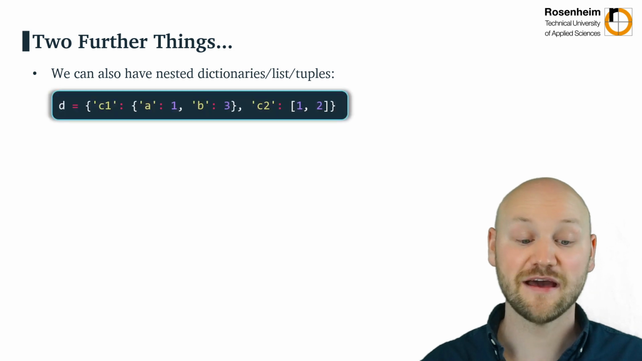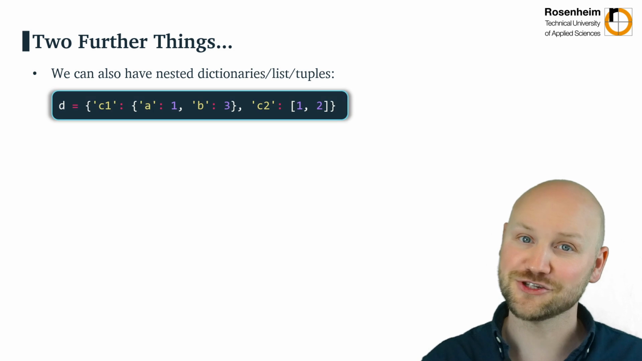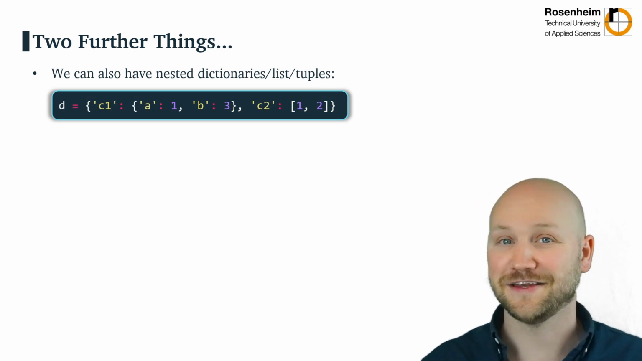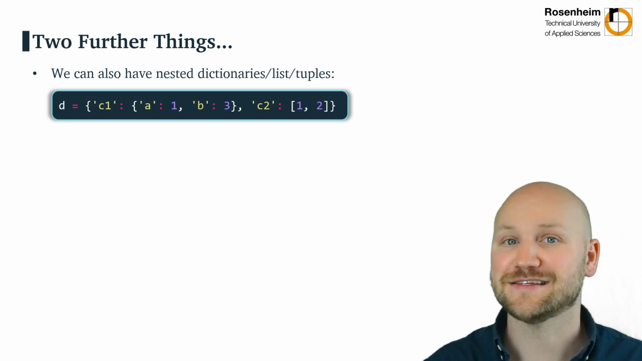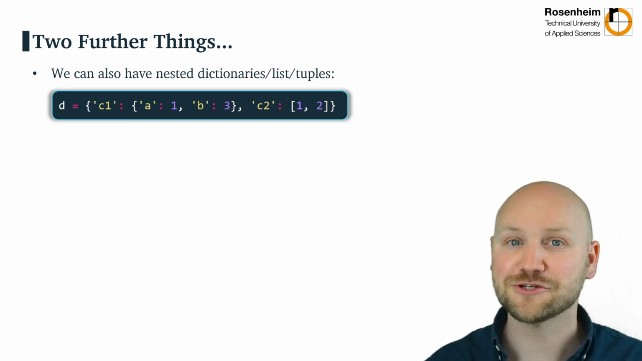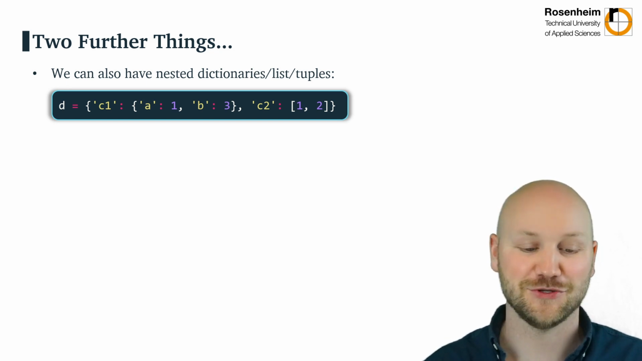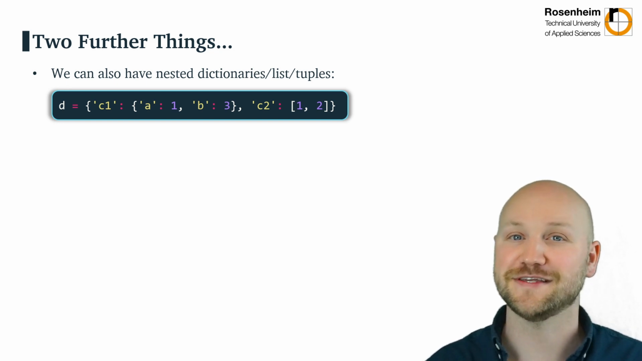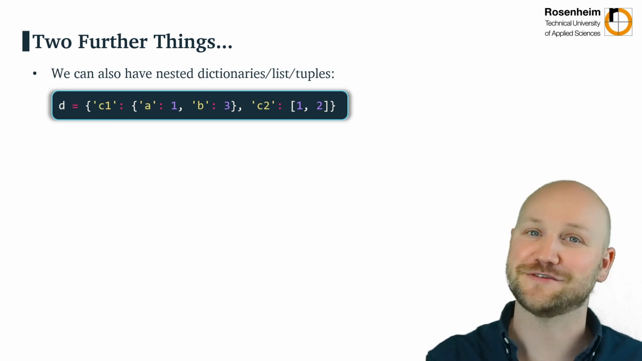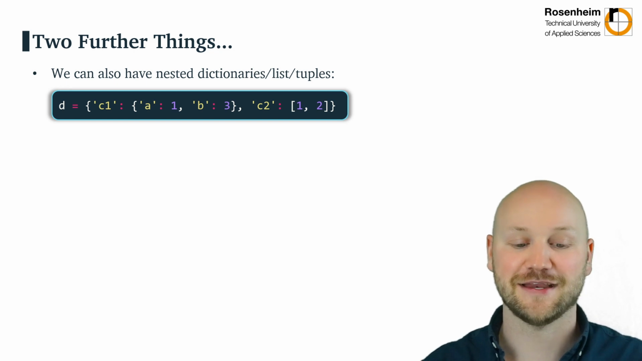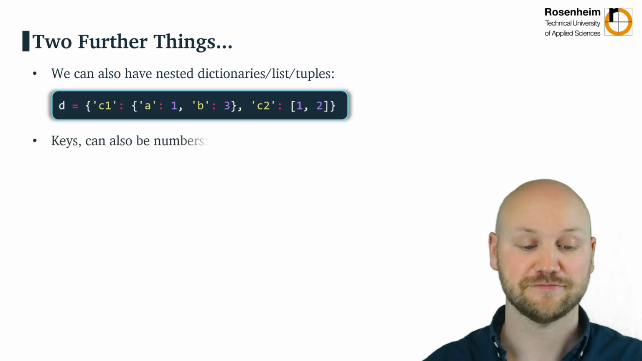So we can also have nested dictionaries. So we can have a dictionary in a dictionary, and we can have a list in a dictionary. As I said, the data types in the values are arbitrary. So no matter what, you can also have dictionaries in dictionaries, and even dictionaries in dictionaries in dictionaries. So you can nest it as much as you want.